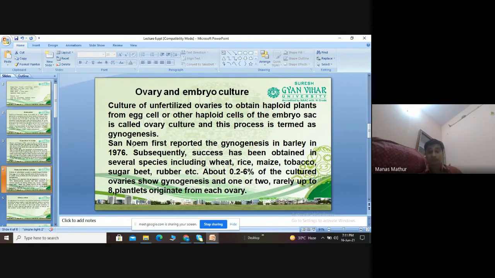It was first reported by San Noy. San Noy first reported gynogenesis in barley. Subsequently, success has been obtained in several plant species like wheat, rice, maize, tobacco, sugar beet. About 0.2 to 6% of the cultured ovaries show gynogenesis, and 1 or 2, rarely up to 8 plantlets originate from each ovary. That means each ovary can give rise to almost about 8 plantlets. San discovered gynogenesis first. It is called ovary culture.